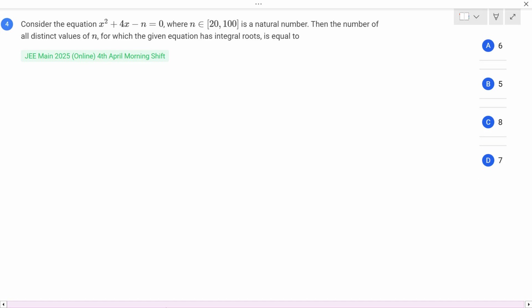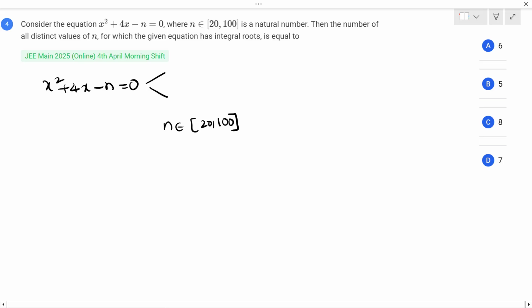Hello amigos, this question is based on the concept of nature of roots of quadratic equation. The quadratic equation he has given is x square plus 4x minus n is equal to 0. He is saying that both the roots of the equation should be integers. How many values of n can I put, where n belongs to 20 to 100?